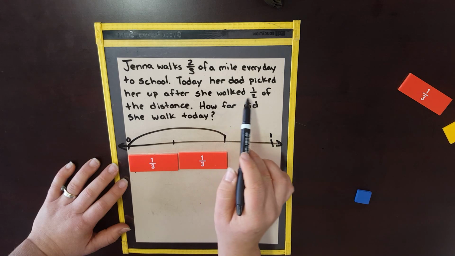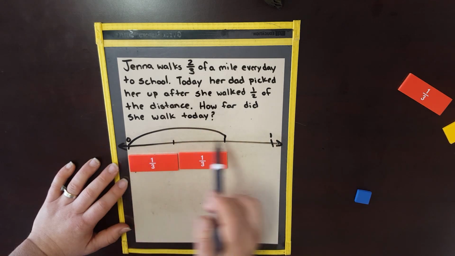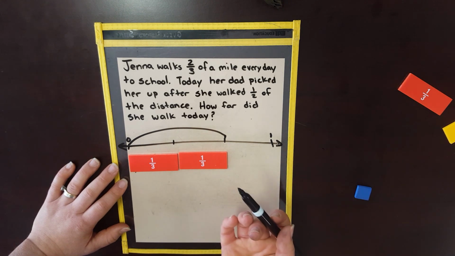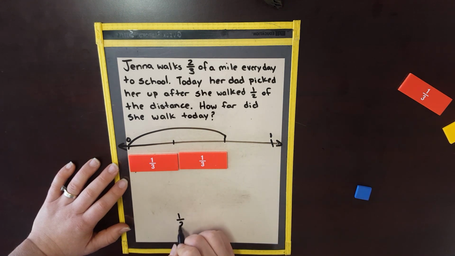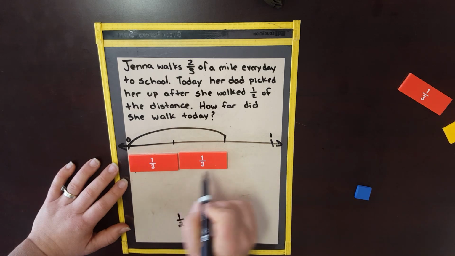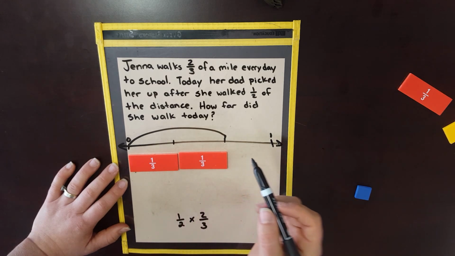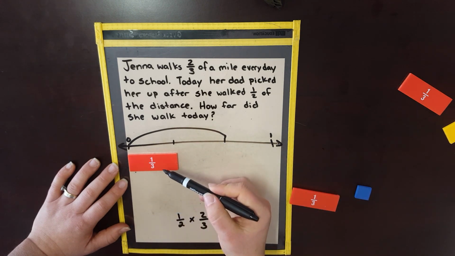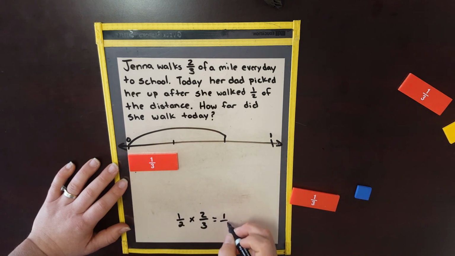She only walked half of the distance. She didn't walk the whole distance to school. When she got halfway to school, her dad picked her up. So our group is half the size of 2/3. So we have half of a group that is 2/3 big. Looking here, there's 2 pieces. So half of our 2 pieces is going to be 1 piece. So today she only walked 1/3 of a mile.